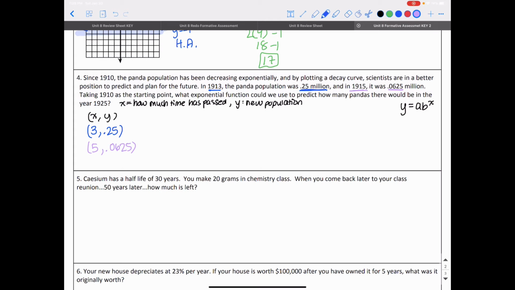So I'm actually going to put this equation on top, and all I'm going to do is I'm going to plug in this x and y value into this general form. So y is 0.0625, and I have a times b, I don't know what those are, to the x is 5, the fifth power. For this second point, I'm going to have 0.25 is equal to a times b to the third power. I just plugged in that x and y value, and now I have this system of equations.